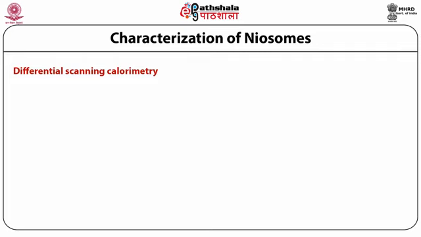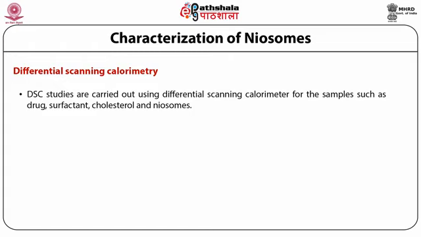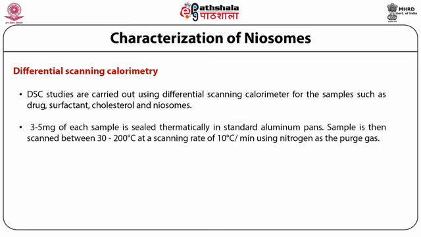differential scanning calorimetry (DSC). DSC studies are carried out using a differential scanning calorimeter for samples such as drug, surfactant, cholesterol and neosomes. Usually 3 to 5 milligrams of each sample is sealed hermetically in standard aluminum pans. The sample is then scanned between 30 to 200 degrees centigrade at a scanning rate of 10 degrees centigrade per minute, using nitrogen as the purge gas.